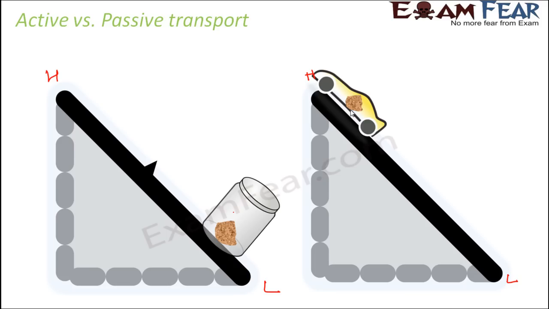So here the car is not only a simple protein like this jar, it also has some energy in it. Because of that energy, it is able to move from low concentration to high concentration. So this is the concept of active transport. I hope that the concept of facilitated diffusion and active transport is clear to you.